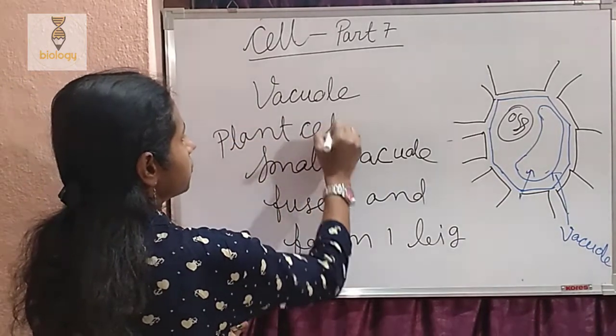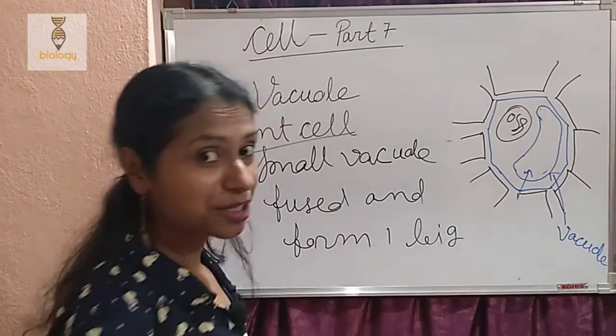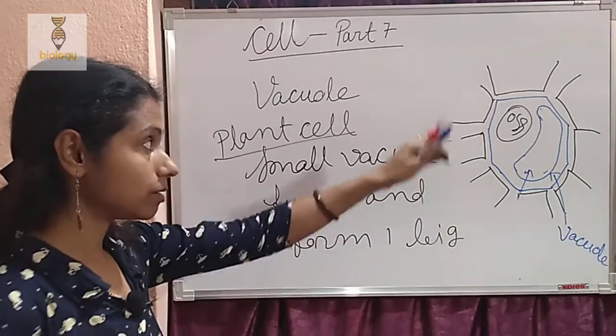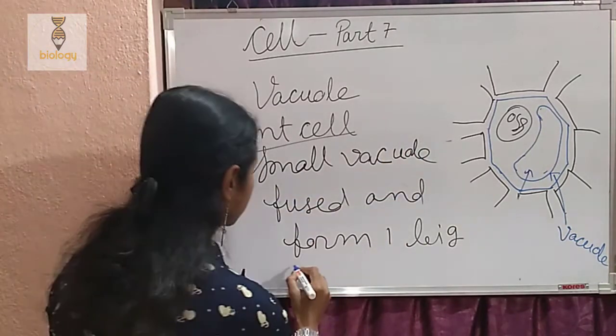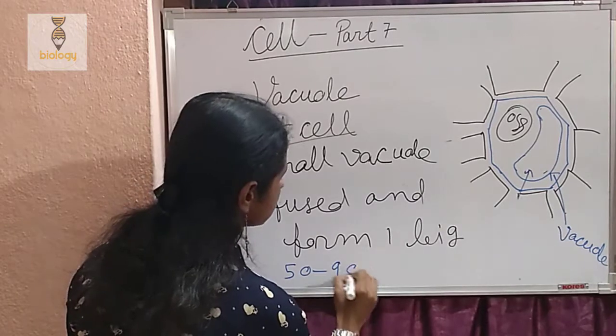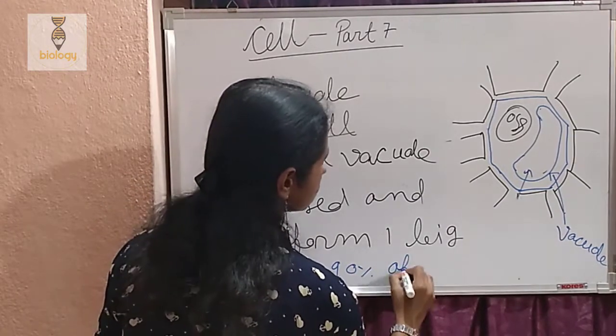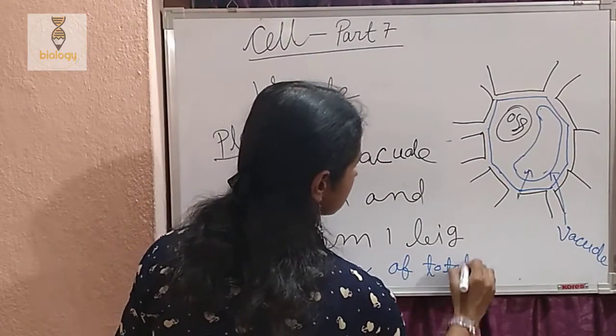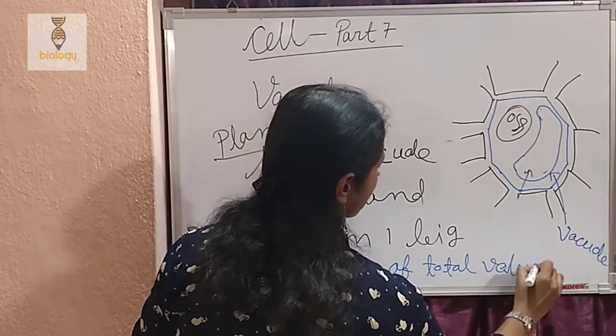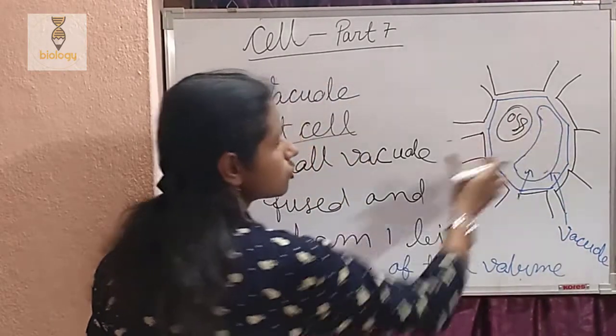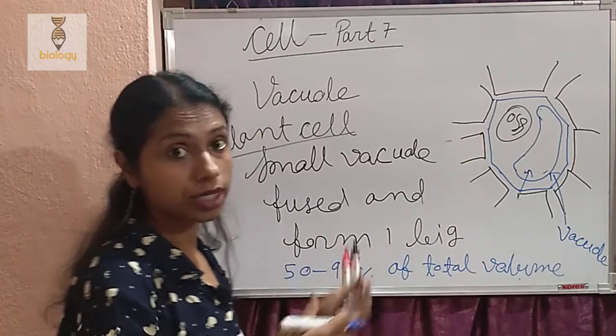And very important is that in a plant cell, the vacuole takes 50 to 90% of the total volume. So see how big it is, 50 to 90% of the total volume it is taking.